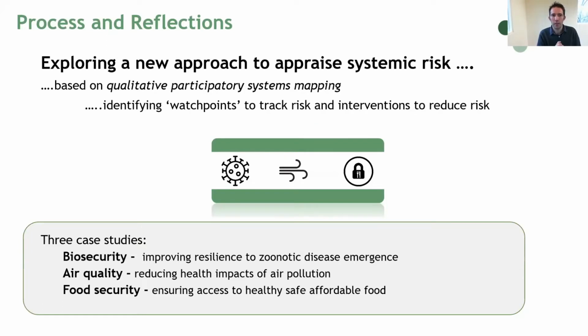So just to remind you, it's qualitative participatory systems mapping, and we're focusing on 3 case studies, selected because they're particularly salient in the context of rebuilding after COVID-19. We've got biosecurity itself, improving resilience to zoonotic diseases like COVID. We've got air quality, which leads to over 100,000 deaths per year in the UK alone from air pollution, but it can also interact with COVID, reducing respiratory health and increasing mobility. There's some evidence of that.